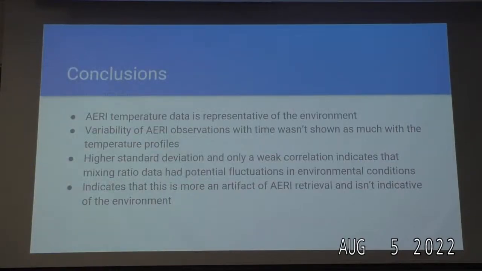And so the overall conclusion is that the area temperature data is representative of the overall environment, and that the variability of area observations with time wasn't shown with the temperature profiles. However, the higher standard deviation and the weak correlation, along with the higher RMS difference and mean bias, indicate that there were potential fluctuations in the area that were not shown with the mixing ratio values. And that indicates that this is more of an artifact of the area retrieval, not indicative of the overall environment.